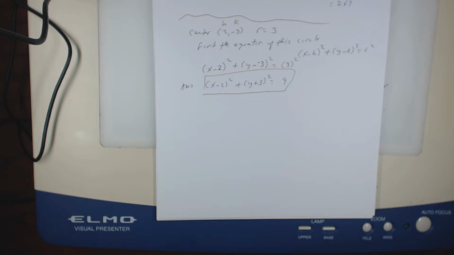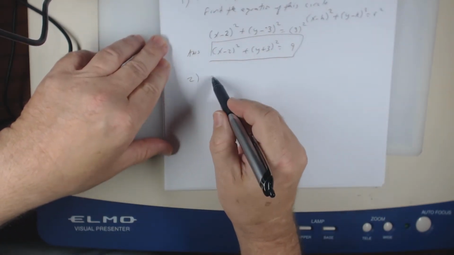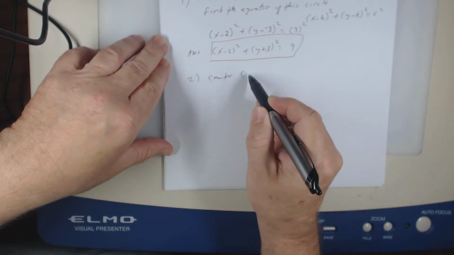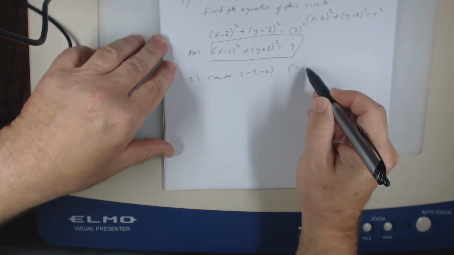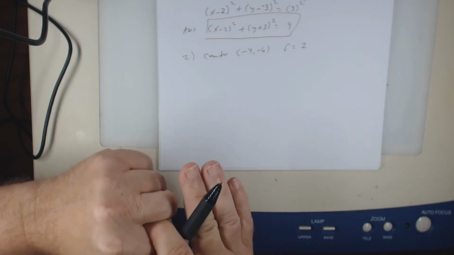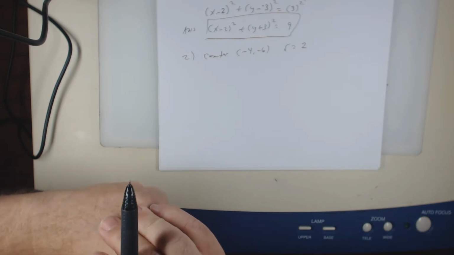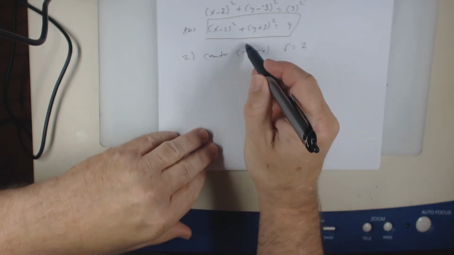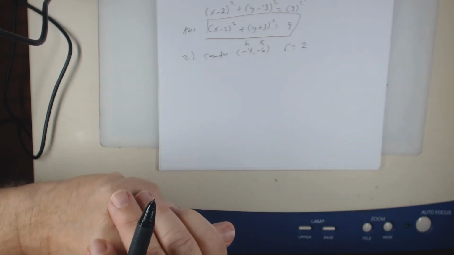All right, so given the center, given the radius, you can write the equation. And so this is number 1. Number 2, let's suppose the center is negative 4, negative 6, and the radius is 2. You're going to write the equation of a circle. Same directions. Find the equation of the circle. So what's h? H is negative 4. What's k? Negative 6. It helps you if you label it.